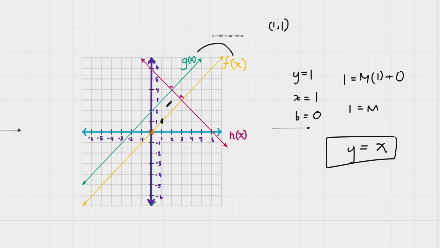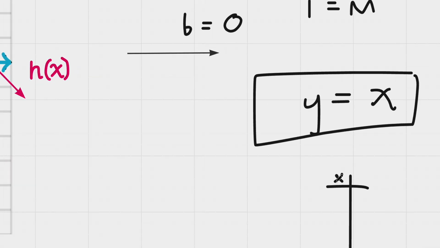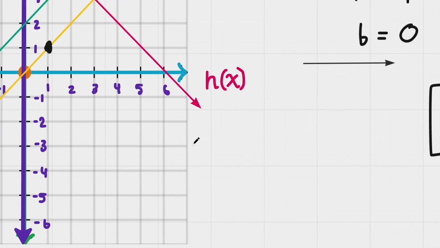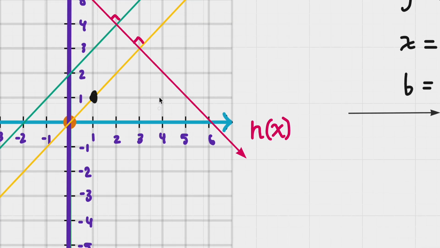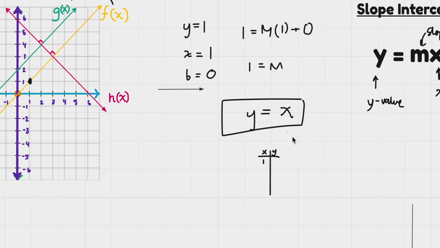And you can always test by plugging in points. So if we make a table for x and y values, let's see, 1. When we plug in 1, we get 1. When we plug in 2, we get 2. When we plug in 3, we get 3. When we plug in 4, we get 4. And so it works out.